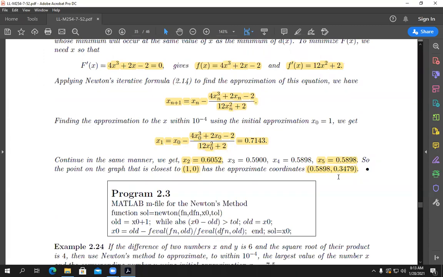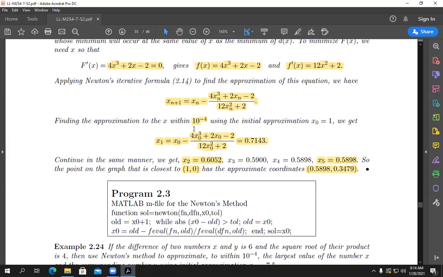One more question, Doctor. Why did we find x5? X5, as I say, because he gave you the accuracy 10 minus 4. It means the difference between x5 minus x4 is less than this one. Therefore, we stop. You know that. The stopping criteria, we have 2 stopping criteria in 254. One is the number of iteration, other is accuracy. Okay? Is okay? Yes, Doctor. Thank you. Any other question, please, from anyone?